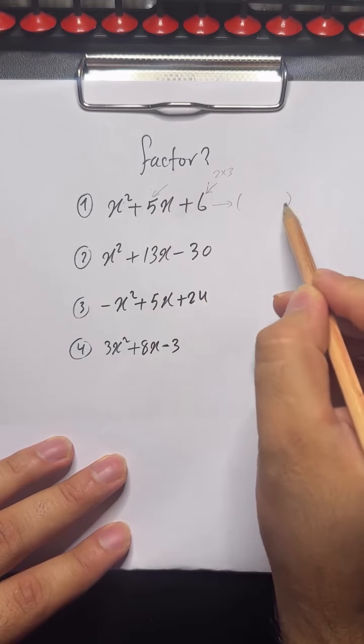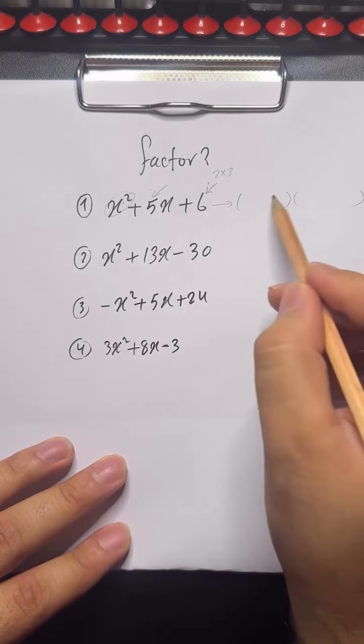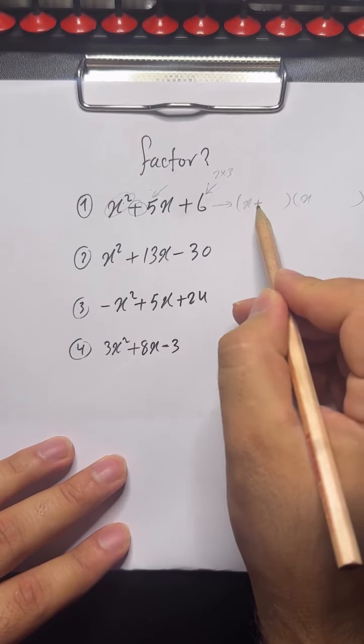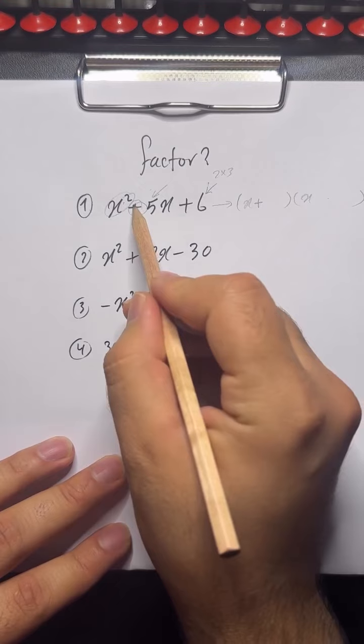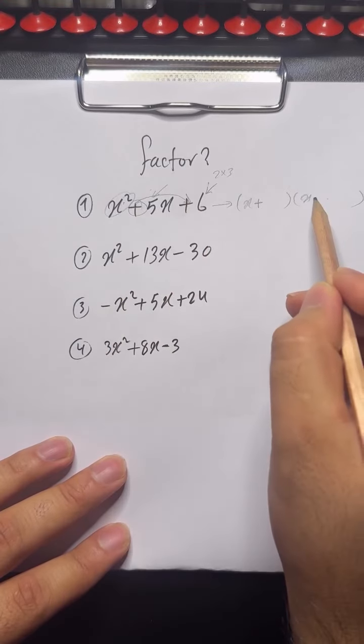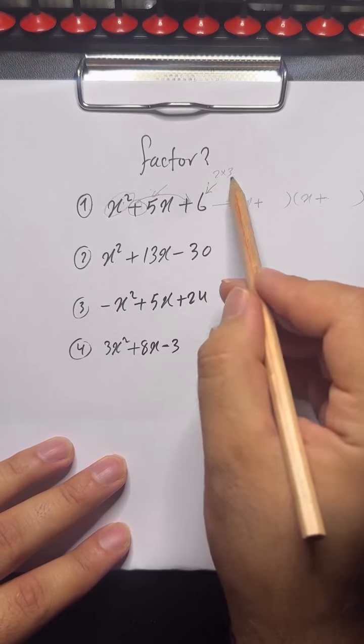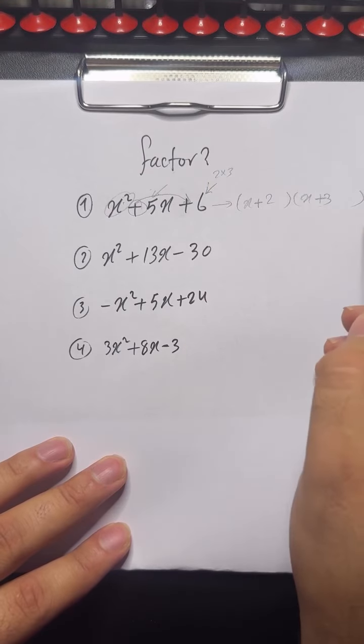So now let's try to make two parentheses here. Since it's x to the power of 2, this one will be x here and x there. The first sign all the time will be just itself, and the second sign will be the multiplication of both signs. So positive multiplied by positive will be positive. Since both of the signs are positive, it doesn't matter where you put 2 and 3, so just 2 and 3. So this is the first one.